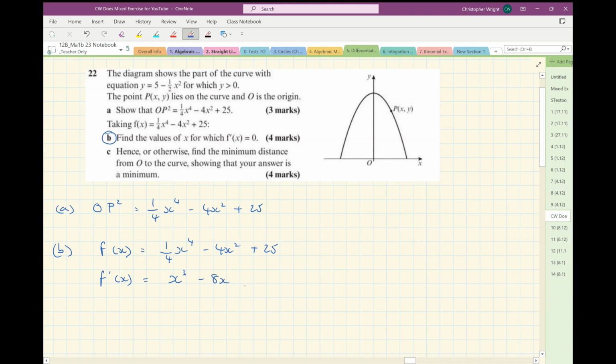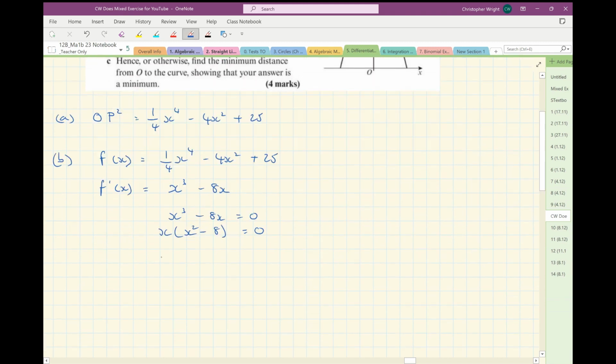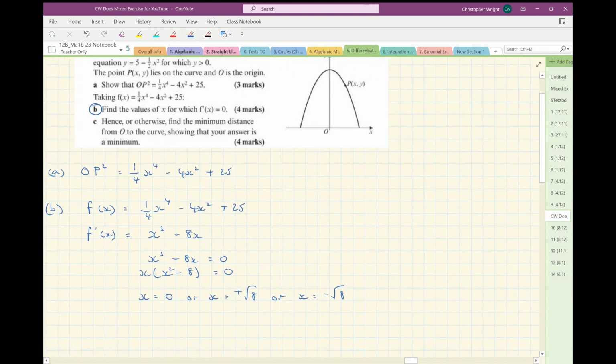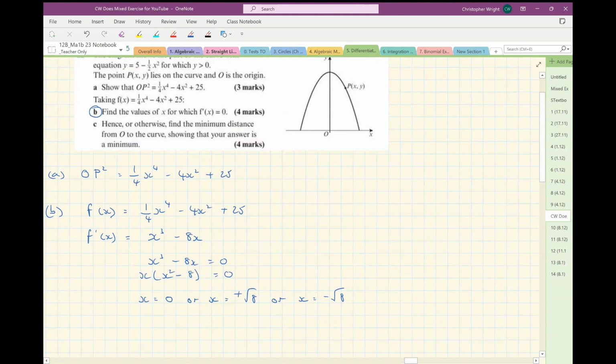And now we need to solve the equation x cubed minus 8x equals 0, which is going to give us x lots of x squared minus 8 equals 0. So my solution is going to be that either x equals 0 or x equals plus the square root of 8 or x equals minus the square root of 8. So there are three values of x which make f dash of x equal 0.